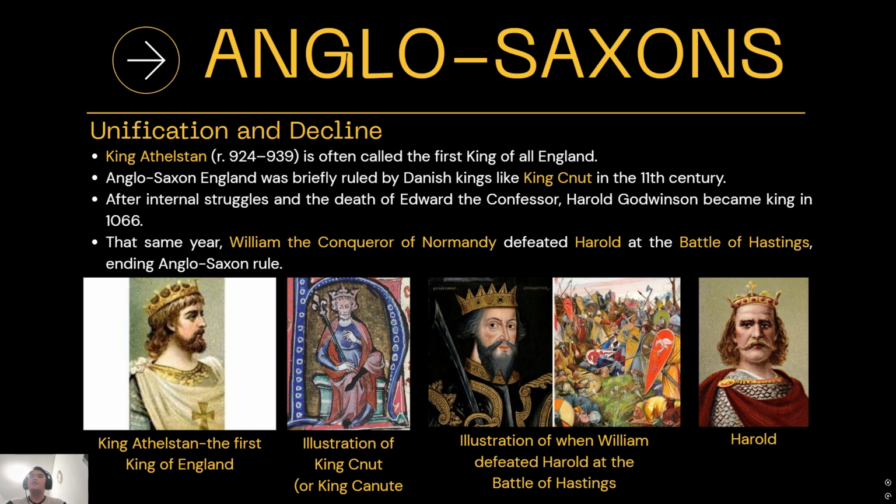This is the illustration of King Athelstan, who was the first king of England. And then there is also the illustration of King Canute, or Cnut in the old spelling. And then there's also the illustration of when William defeated Harold at the Battle of Hastings.